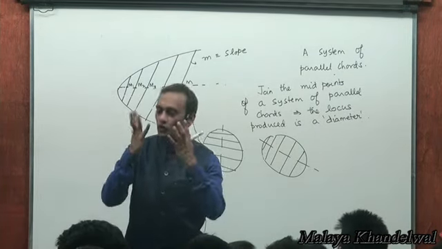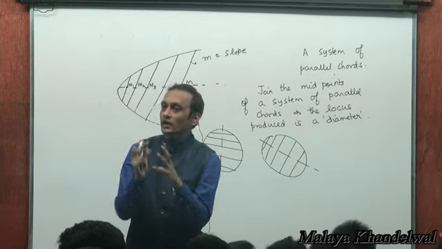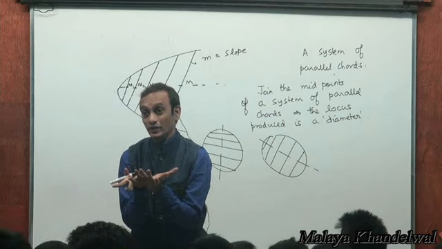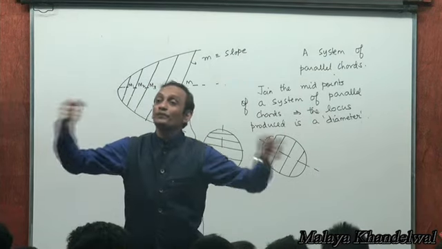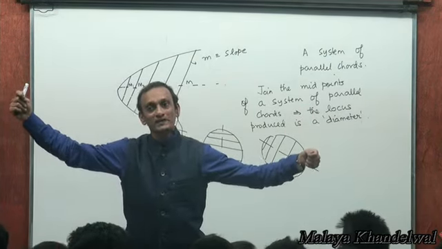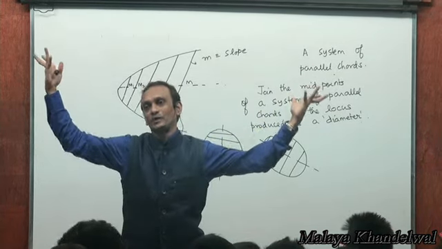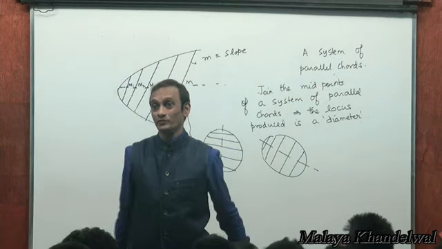That's a relevant question. It depends on the conic. In a circle, the length will remain the same, right? In a parabola, there is no defined length. In an ellipse and hyperbola, it will be different. The lengths will be different, right?